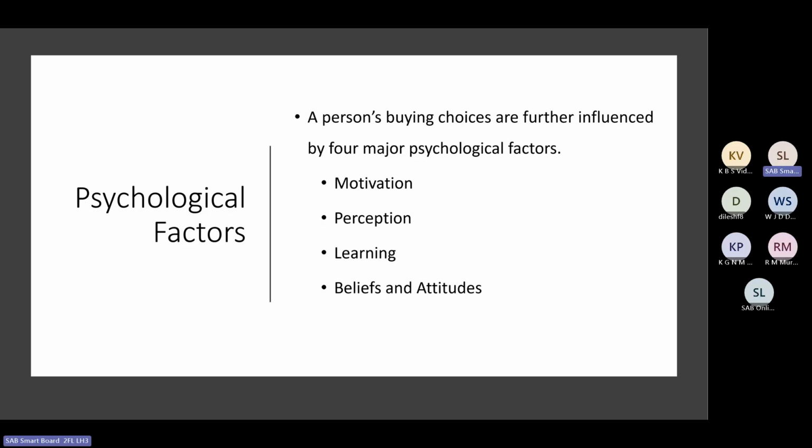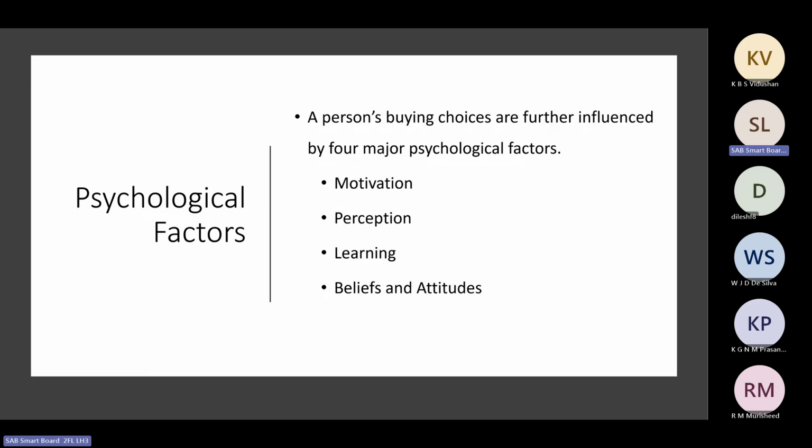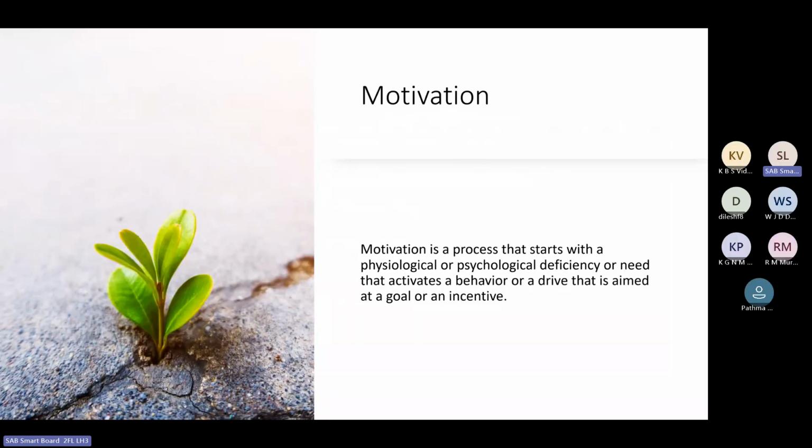This motivation, perception, and learning, and finally beliefs and attitudes, right? These things are the most difficult parts that companies face when it comes to understanding how consumers are making their decisions. So the first one is motivation. Motivation is a process that starts with a physiological or psychological deficiency or need that activates a behavior or drive that is aimed at a goal or intent.